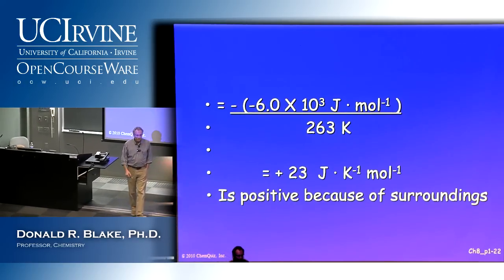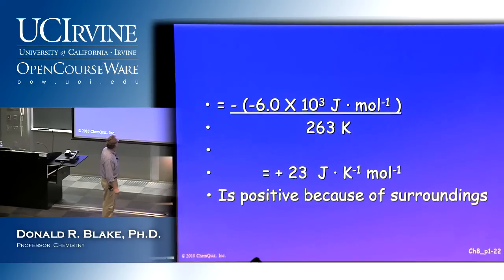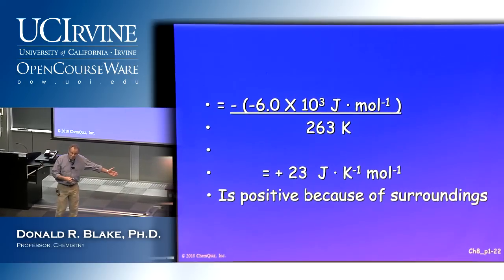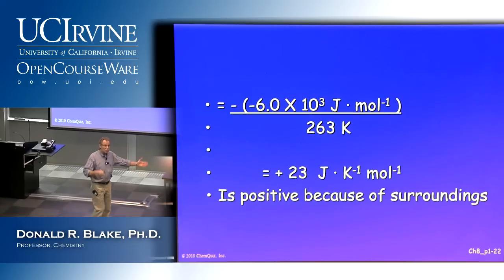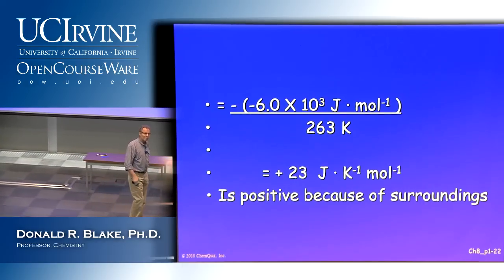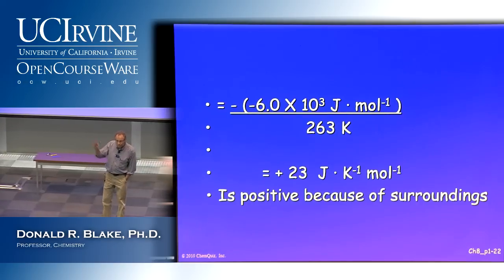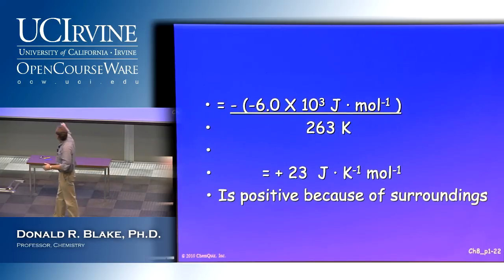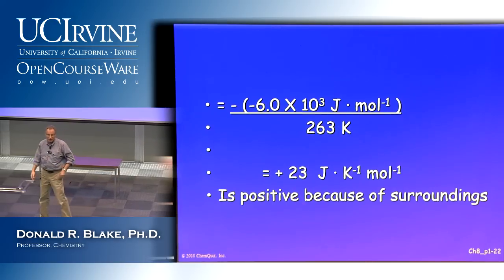What's that? No, it's because it's the surroundings, not the system. The surroundings, not the system. It's not a trick, folks. You have to pay attention. Is it delta S total, which is the whole thing, which tells us whether it's spontaneous or not? Is it the system or is it the surroundings?